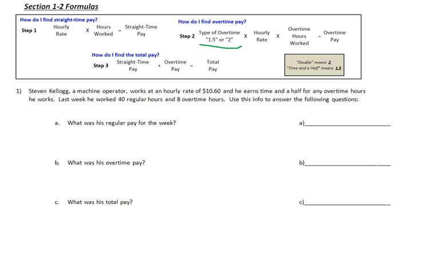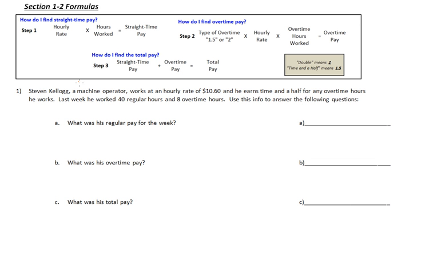The third and final step for today's assignment is step 3, and that helps us to find the total pay. Total pay is the total amount of money you make each week. You first have to figure out the straight time pay. By the way, that's step 1. You then have to figure out the overtime pay, and that's step 2. After you've done step 1 and step 2, you just take those 2 answers from those steps, add them up, and you get the total pay. I know I went through this kind of quickly, so let's actually look at the problem and work it out.